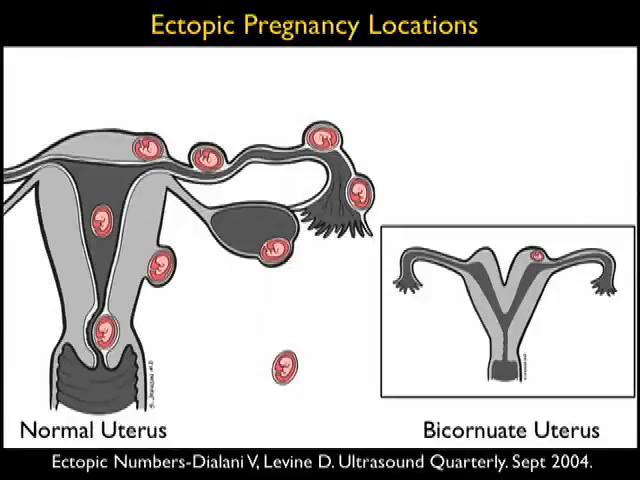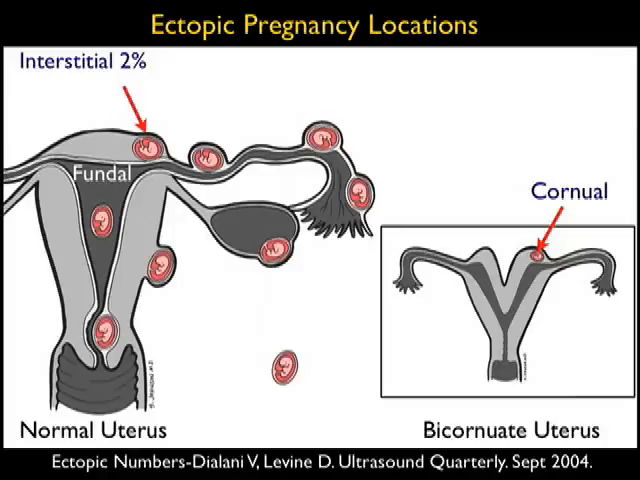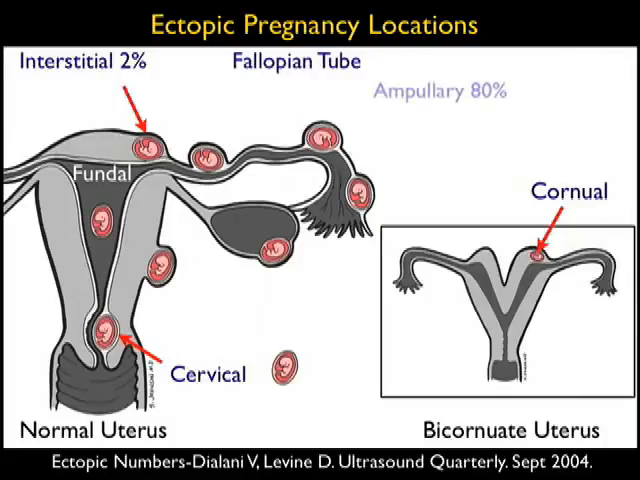So let's begin our discussion of ectopic pregnancies by reviewing the locations that we commonly see ectopic pregnancies to be found. We see here a normal uterus to the left and a bicornuate uterus to the right. We remember that a fundal location is the definition of an intrauterine pregnancy, as shown smack in the middle of the normal uterus to the left. However, we can have variants of ectopic pregnancies within the uterus, as shown in the interstitial location in the normal uterus to the left and in the cornual region in the bicornuate uterus to the right. We can also have implantations low within the cervical region of the uterus, as shown in the normal uterus to the left.